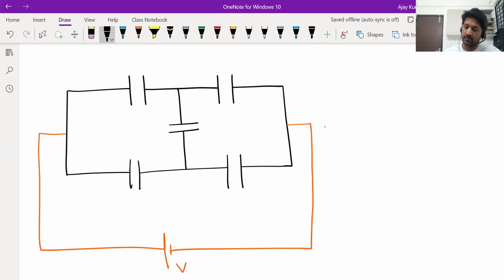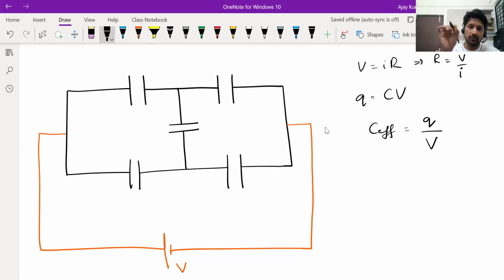Now, how do you find out effective capacitance? For effective resistance, we are using V is equal to IR. For effective capacitance, we will use Q is equal to CV. So C effective will be total charge flown through the battery divided by V. Now, here we used R is equal to V by I. We expressed I in terms of V. To find effective capacitance, you have to express charge in terms of V. Okay. Of course, the other capacitance C1, C2, C3, C4, C5 will be there. Okay. And V will also be there.